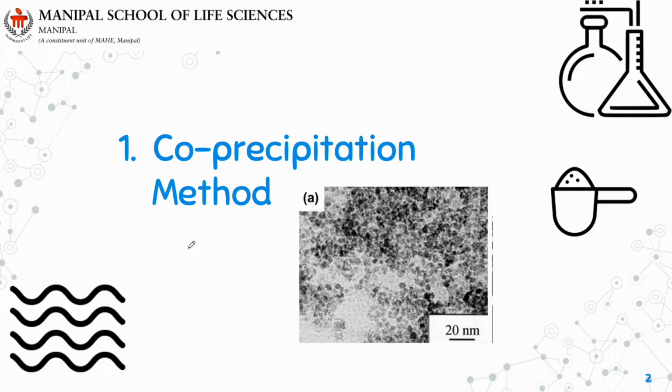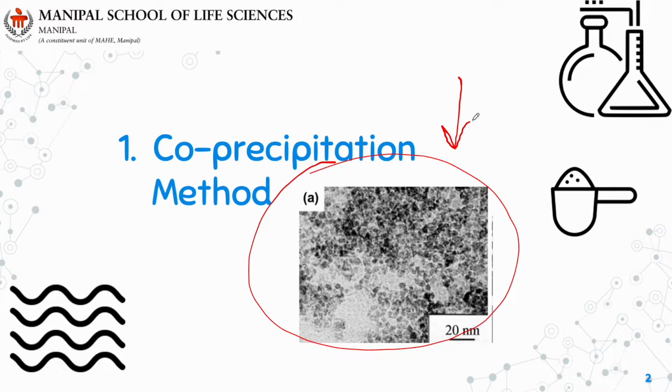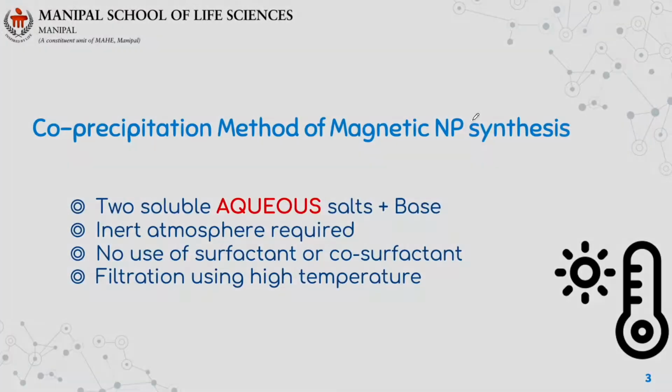Now, the photo that you see on your screen right now is the photo of nanoparticles that we obtained after performing this method. So, how do we perform this? What is the principle behind this method? What we are doing is we are taking two soluble aqueous salts and a base. So what do I mean by two aqueous salts?